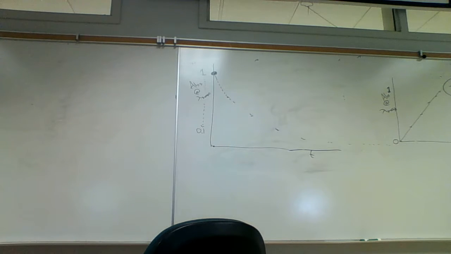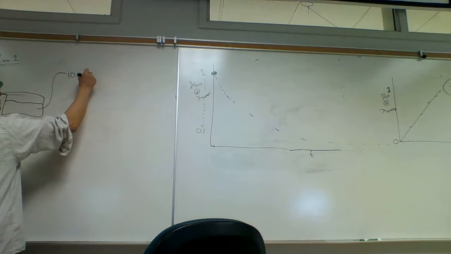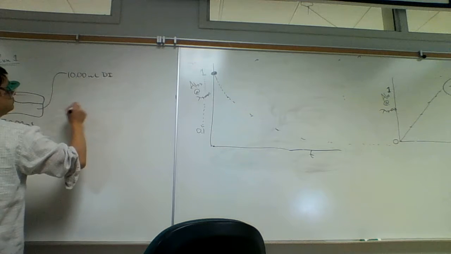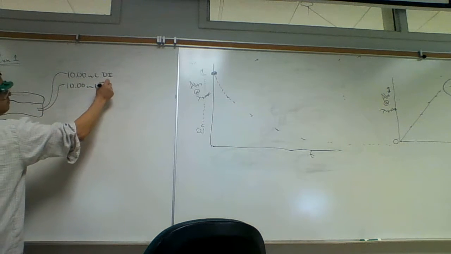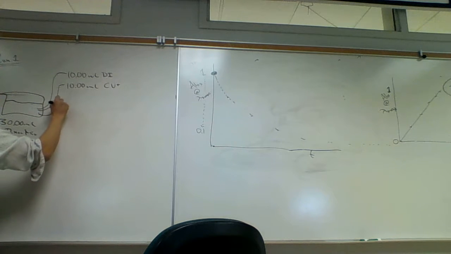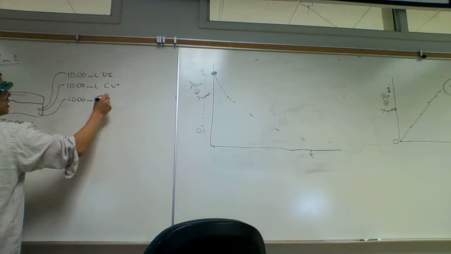All right, so we're going to do a few trials or a few runs. We're going to call this one run 1. In run 1, we're going to have 30.00 milliliters of reaction mixture. First, we're going to put in 10.00 milliliters of DI water. And then we'll put in 10.00 milliliters of crystal violet solution. And then finally, we're going to put in 10.00 milliliters of sodium hydroxide.